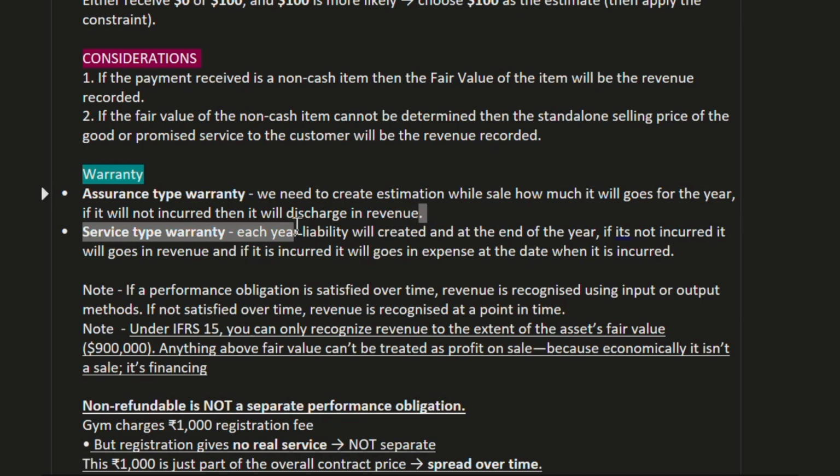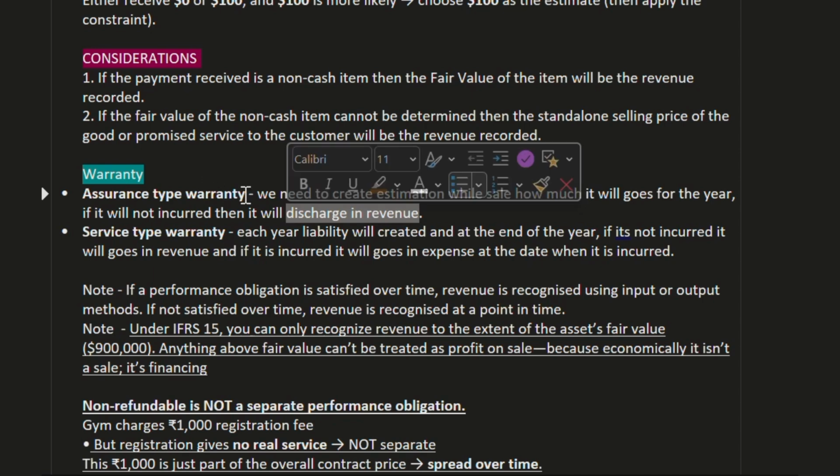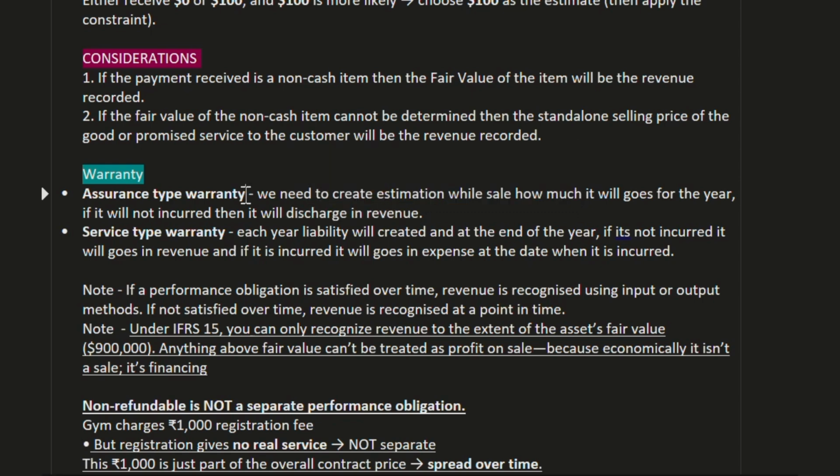It's not just the end of the year, it is the entire assurance type warranty period. For example, electronic products generally have assurance type warranty. For example, on a smartphone we have 1 year or 2 years warranty. So this is assurance type warranty, and we do not pay any money for it. On the other hand, for service type warranty we need to pay. For example, if we take an additional 2-3 years of service warranty, for that we need to pay.